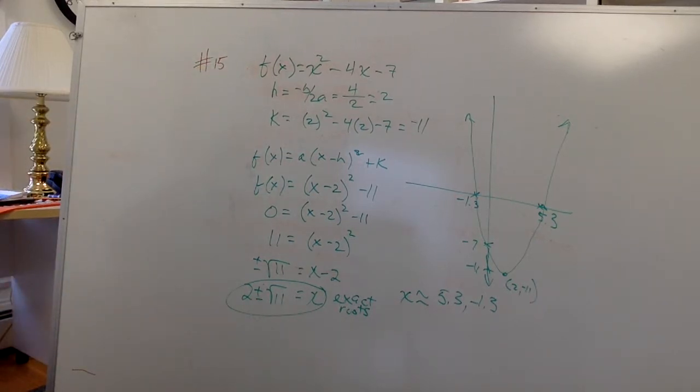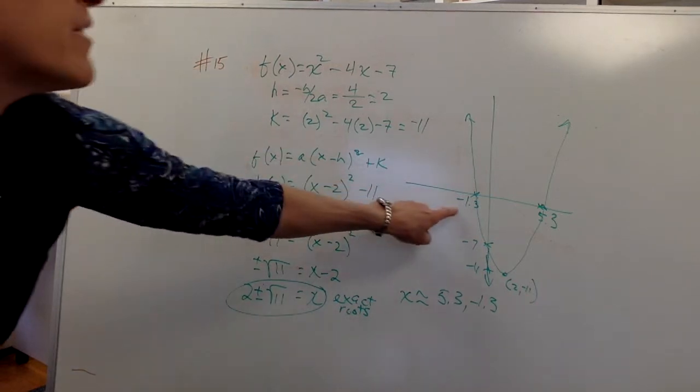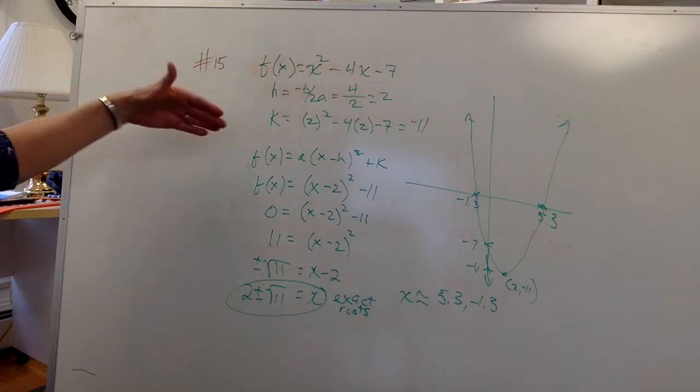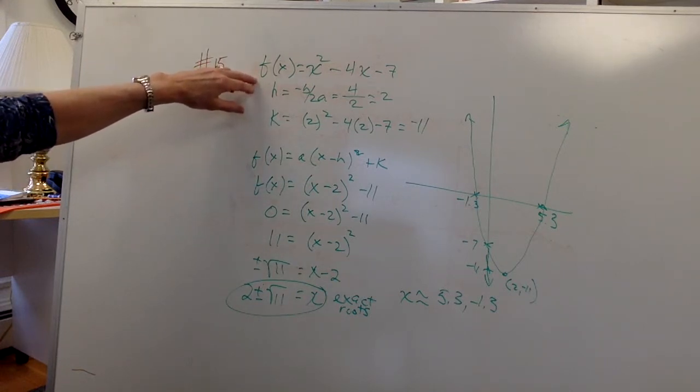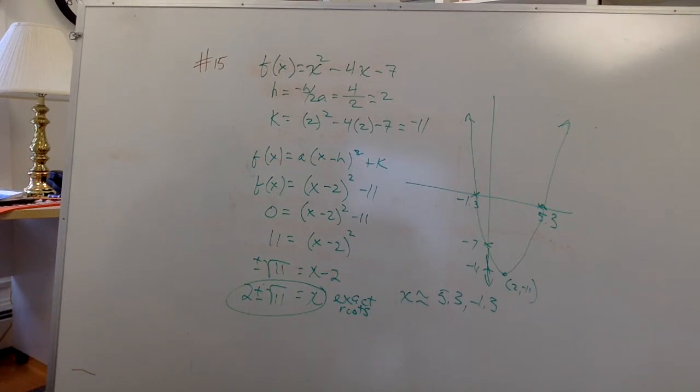So the whole point to this, and what you'll be doing for homework, is when you cannot solve for 0, meaning find the x-intercepts, by factoring or by a simple algebraic manipulation, then if you put it into vertex form, you can. That's it.